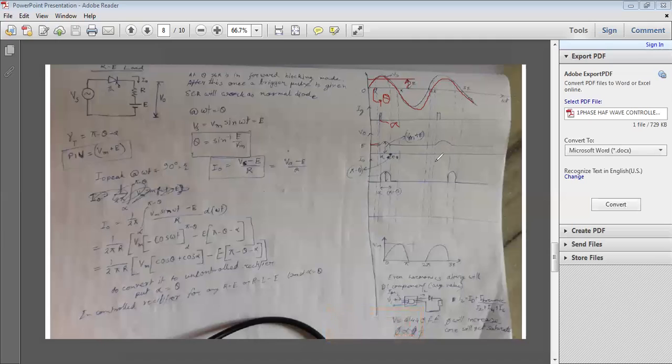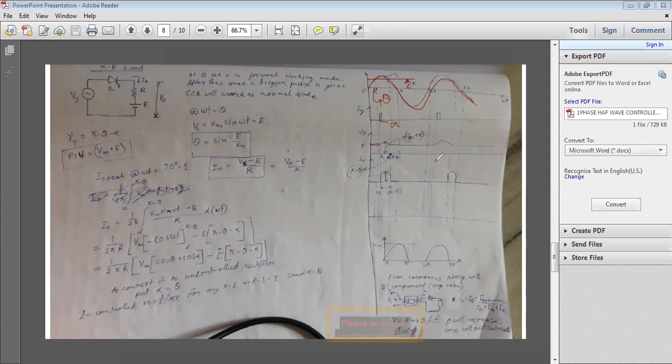So from that we can get theta equal to sine inverse E by Vm. Since Vs equal to Vm sin omega t, sin omega t will be equal to E by Vm. So theta will be equal to, since omega t equal to theta, so theta will be omega t equal to sine inverse of E by Vm.